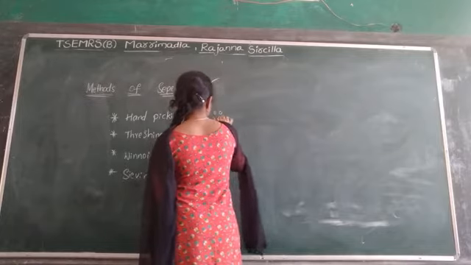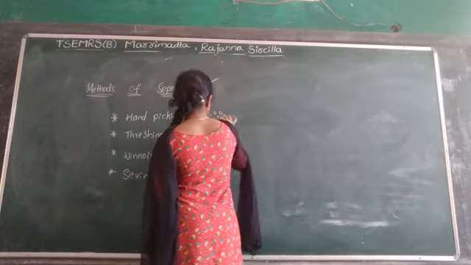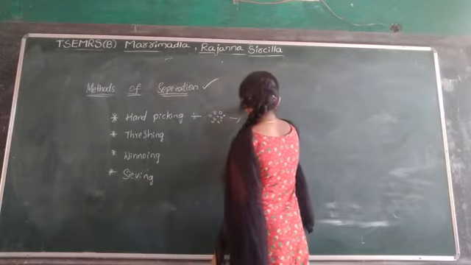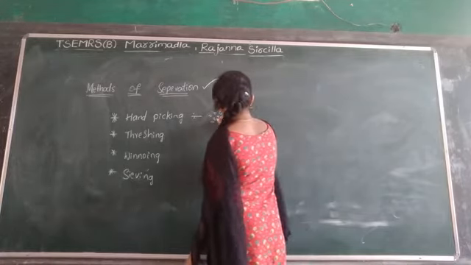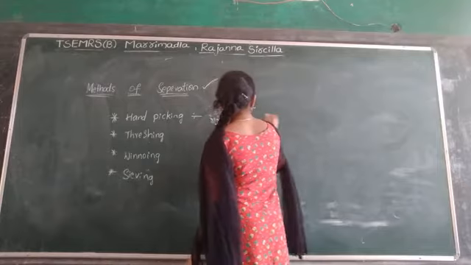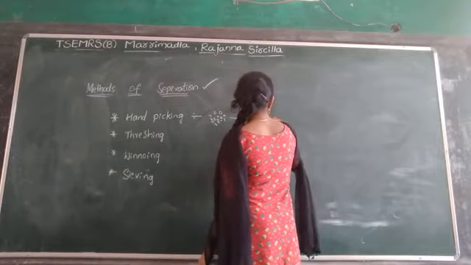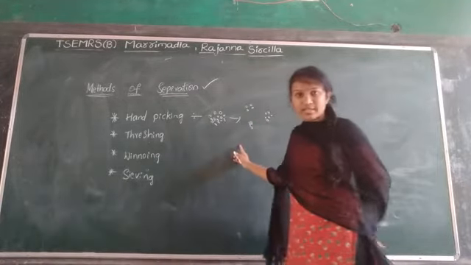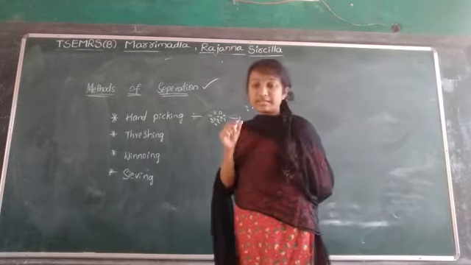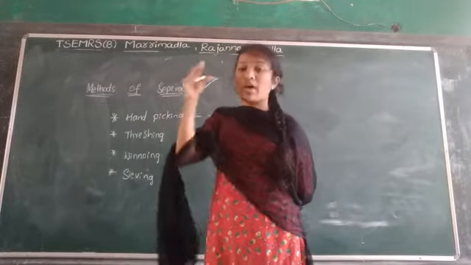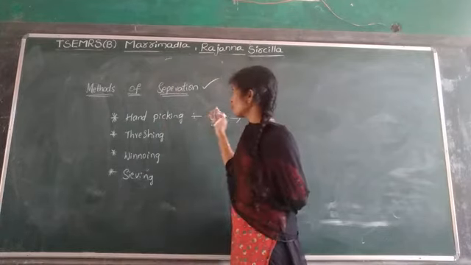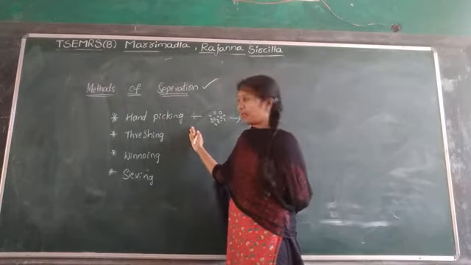Suppose these are some grains. You can separate them into these are red grams, these are some wheat grains, these are some black grams, like this. So, if you separate things with the help of your hand, by using your fingers, that type of separation method is called hand picking.